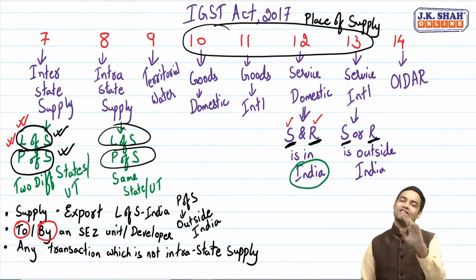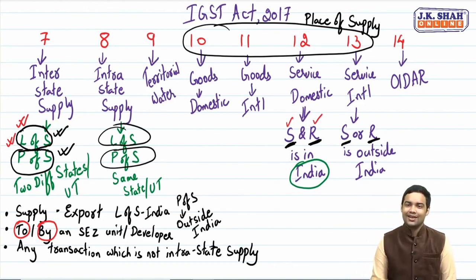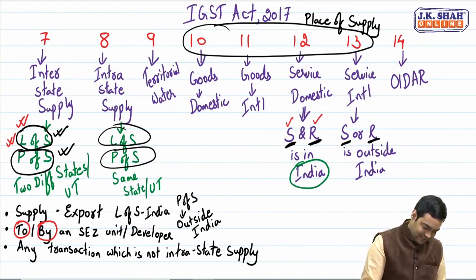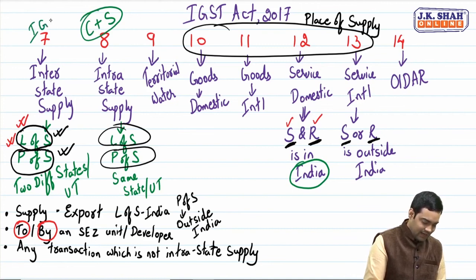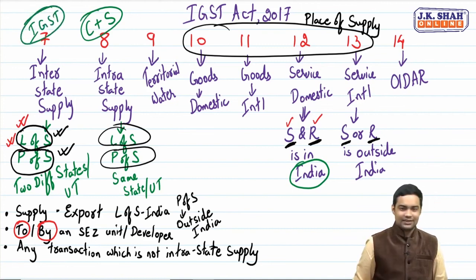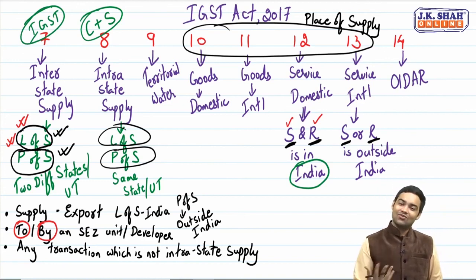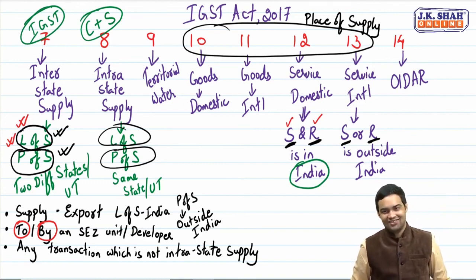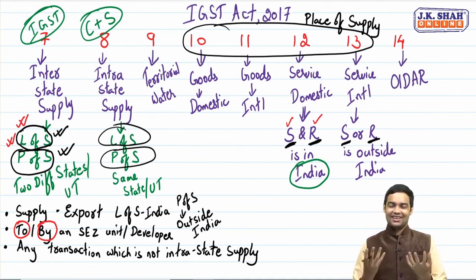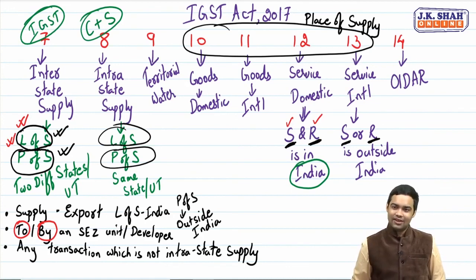Sir, why are we studying all this? CGST plus SGST in case of intrastate supply, and if it is an interstate supply, then it would be IGST. Plus, this will help us to determine where is the consumption, which state should get the revenue. So again, it's something very important when we look from the angle of consumption.